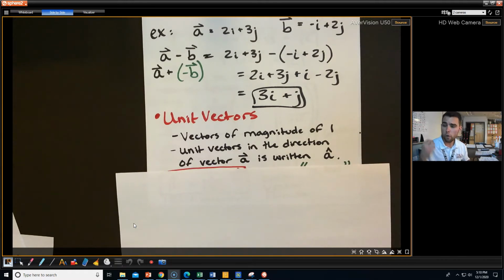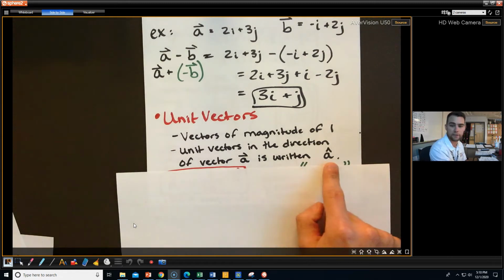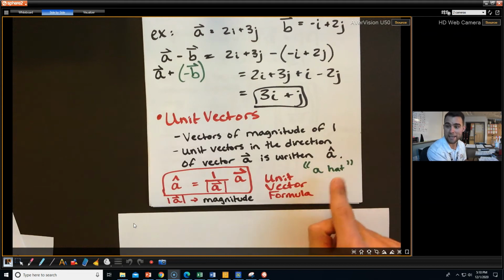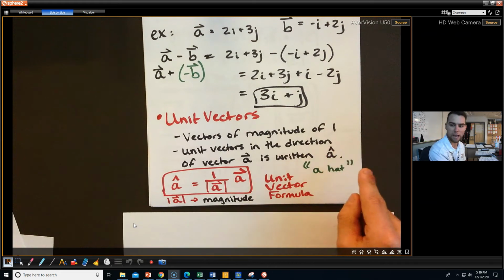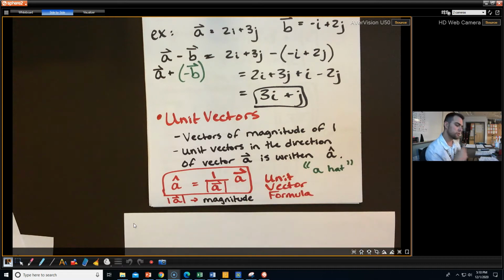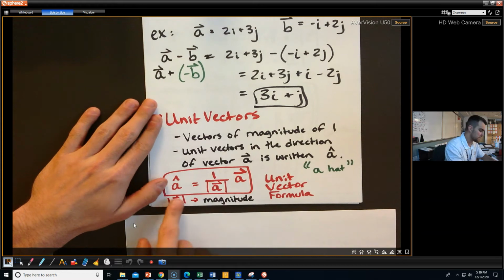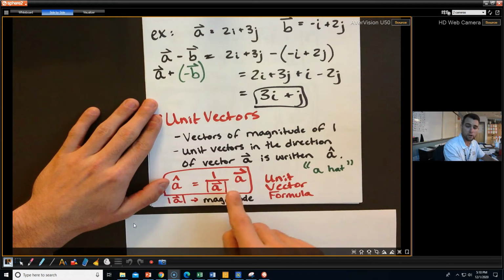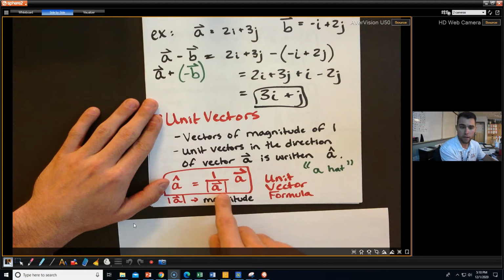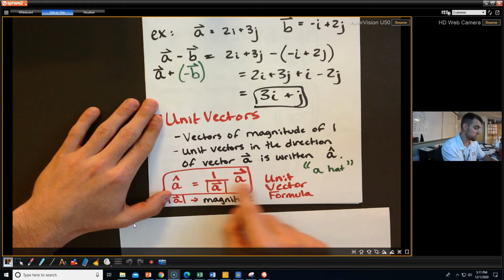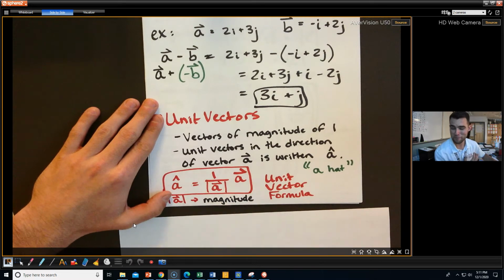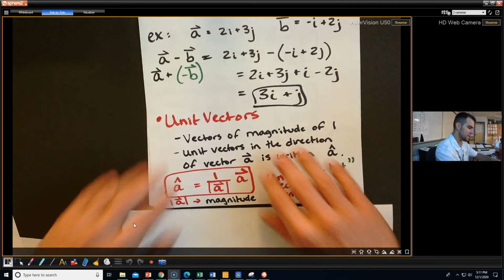And these vectors are always in the direction of the vector that we're trying to get the unit vector of, right? So we'll have some vector A, and the unit vector is represented by A hat, because it has a little hat on it. And so the equation to get the unit vector, and we're going to do an example of this, is my unit vector is equal to 1 over the magnitude of my A vector times the A vector itself. It's kind of weird. Let's see an example of that so that kind of makes sense.